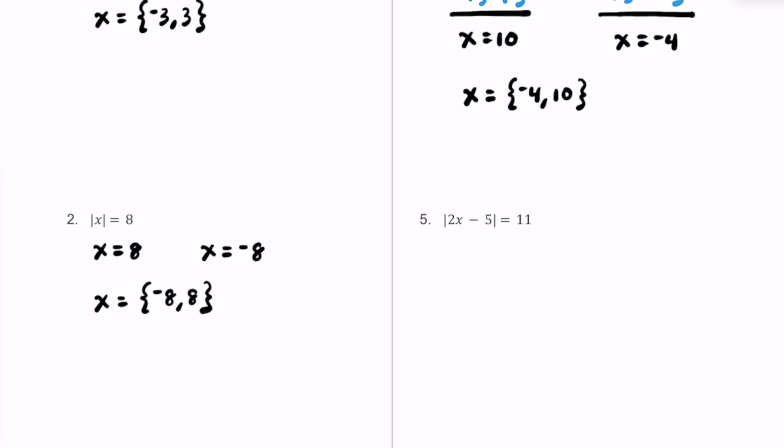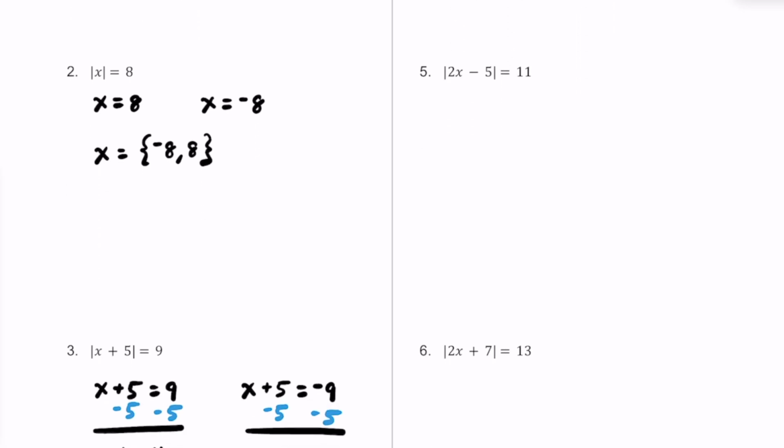All right. Let's move on to number 5. For number 5, we have the absolute value of 2x minus 5 is equal to 11. So here we have a more complicated expression inside the absolute value bars, but basically this 2x minus 5, if we can make it equal 11, then this would be true. Or if we can make this 2x minus 5 equal to negative 11, then this equation would be also true.